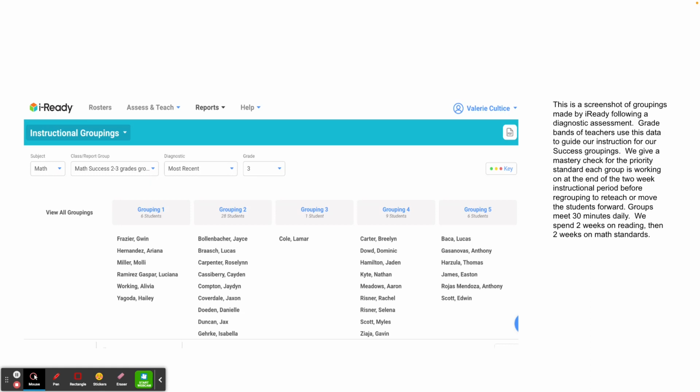Groups meet 30 minutes daily. We spend 2 weeks on reading and then go to 2 weeks on math. iReady has been an integral tool this year to help with common assessments, so there's a level playing field of understanding where students are at in their mastery and where they move on to next.